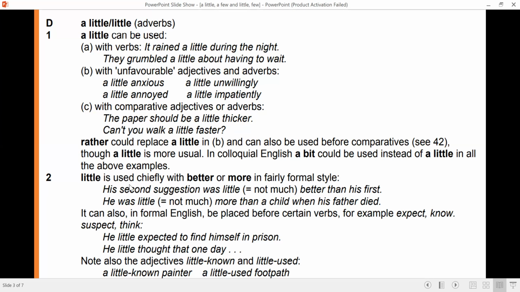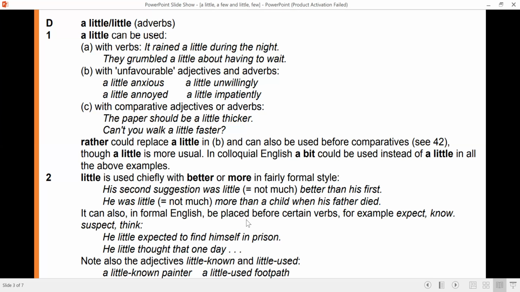Case number two. Little is used chiefly with better or more in fairly formal style. For example, his second suggestion was little better than his first. All right, so here, little is used with better in this example. And in this example, little is used with more. He was little more than a child when his father died. Little more means not much more than a child. All right, and in this example, little also means not much.